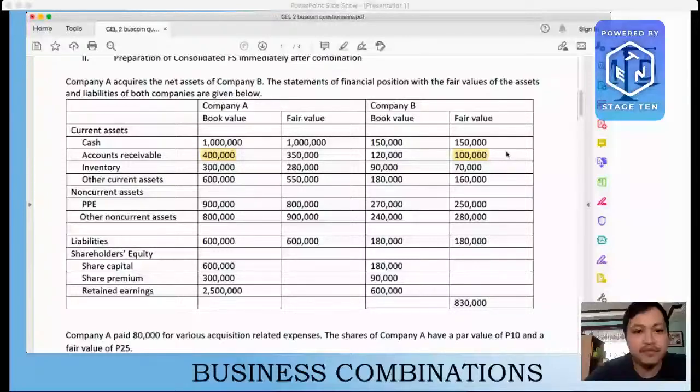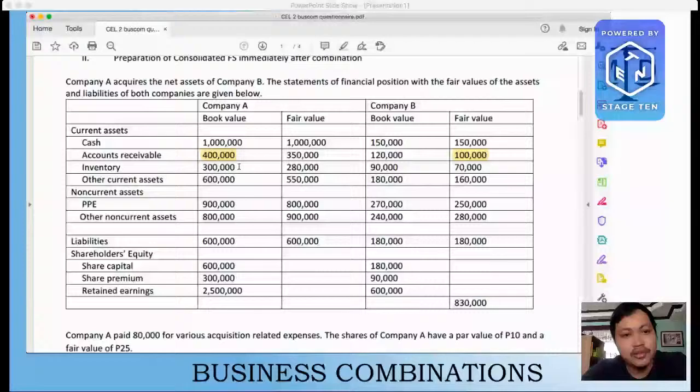Next would be inventory. Okay, again, the same procedure, class. The asset of Company A plus asset of Company B. Just don't forget, for assets of the acquiree, it should be at fair value. And for the acquirer, ignore the fair value because no revaluation happens on the part of the acquirer.